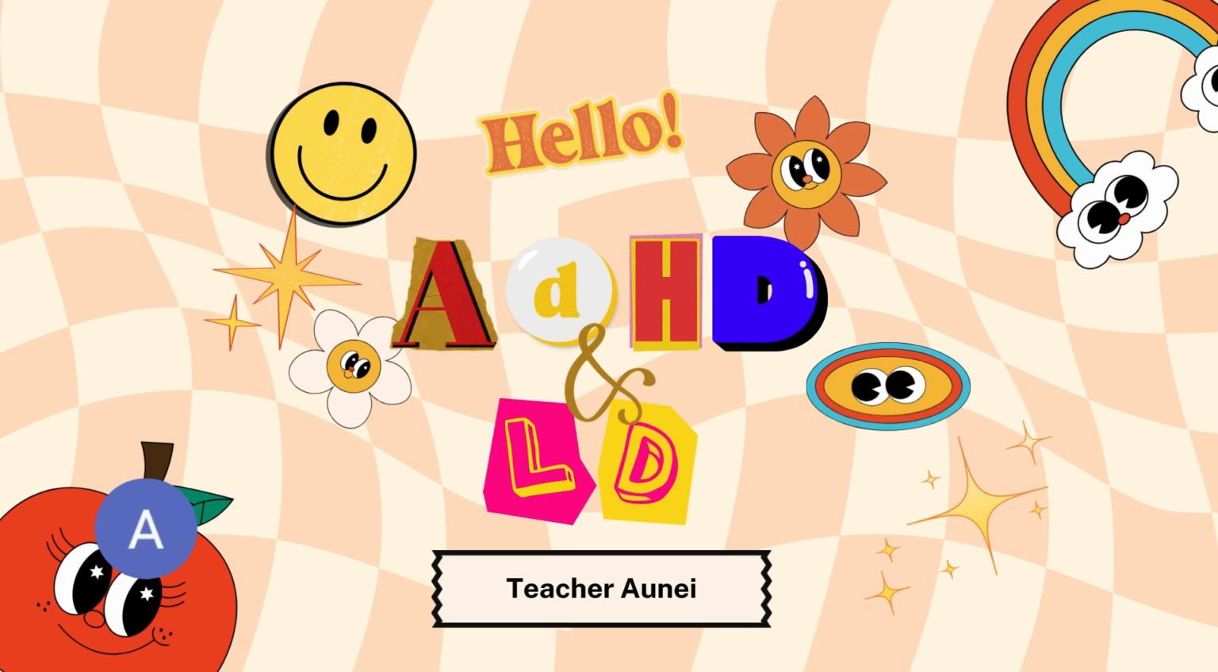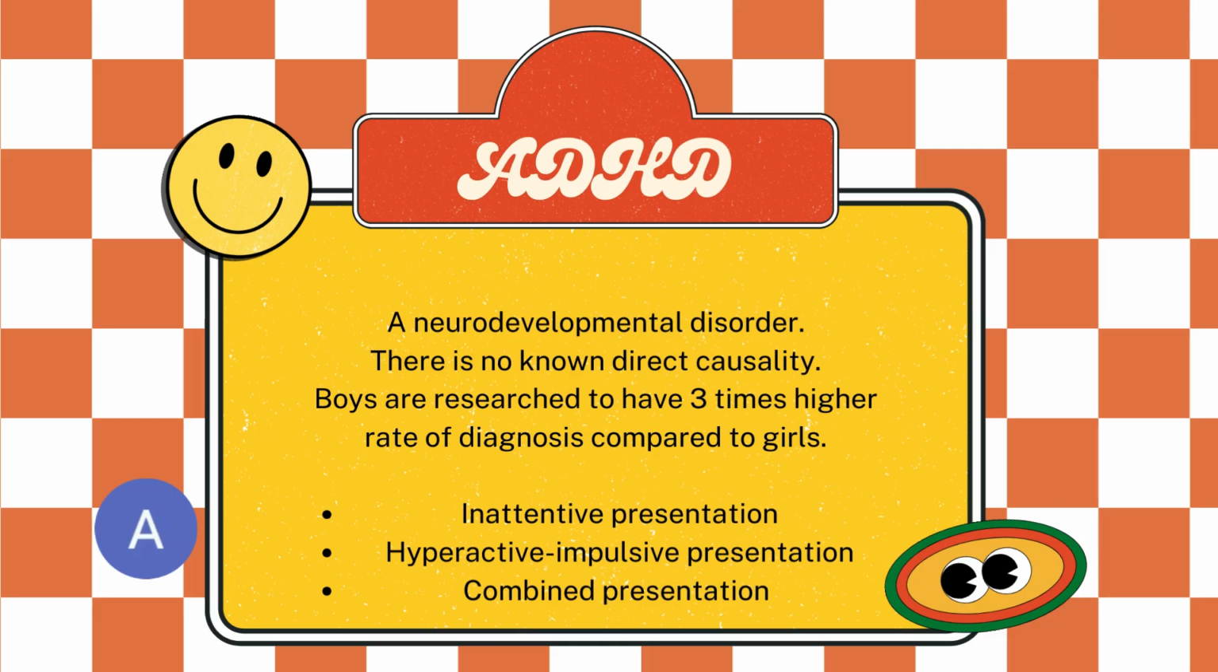So today I'll be talking more on ADHD and LD, which is Attention Deficit Hyperactivity Disorder and Learning Disability. So first of all, what is ADHD? ADHD is a neurodevelopmental disorder. There unfortunately is no known direct causality to it. However, research has shown that boys are highly likely to have ADHD as compared to girls.